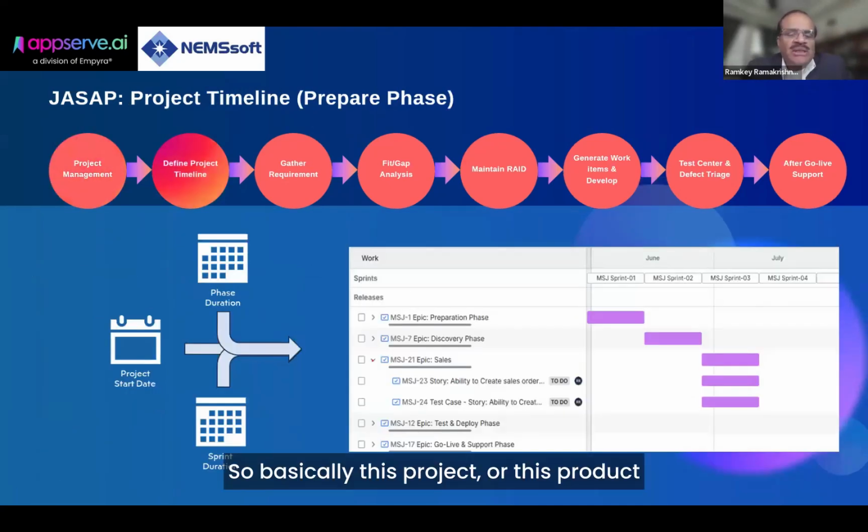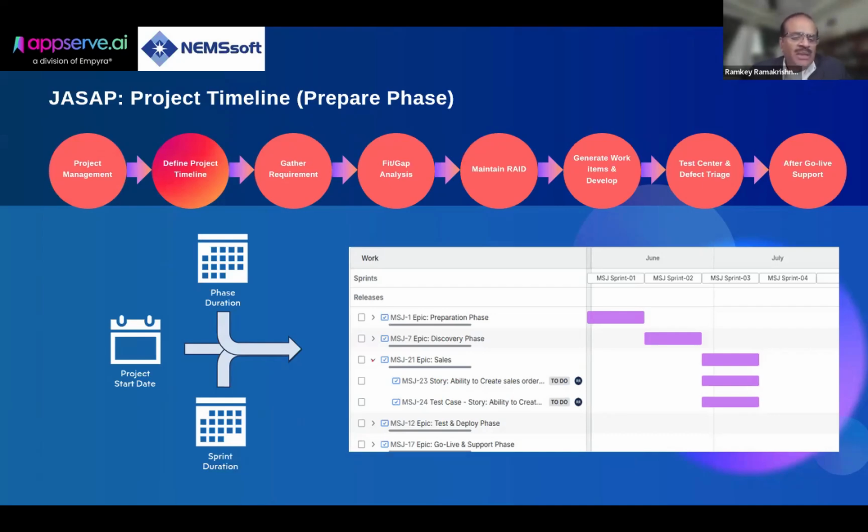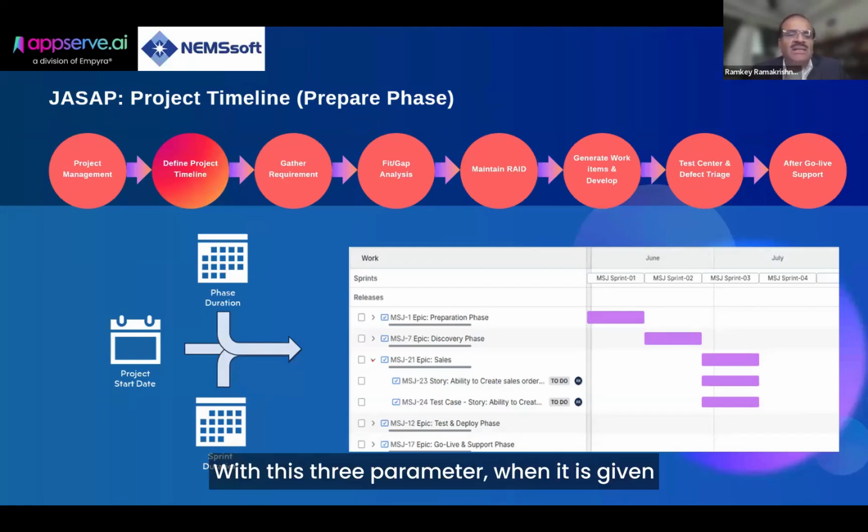So basically this product starts from the planning cycle. So the very first activity is the planning. What we do here is we collect three data pieces. One is the project start date. Then we have the phase duration, how long you want to plan each phase, and then the sprint duration. With these three parameters, when they are given to the JASAP, it automatically draws the project timeline, a Gantt chart, for you to immediately visualize how it works.